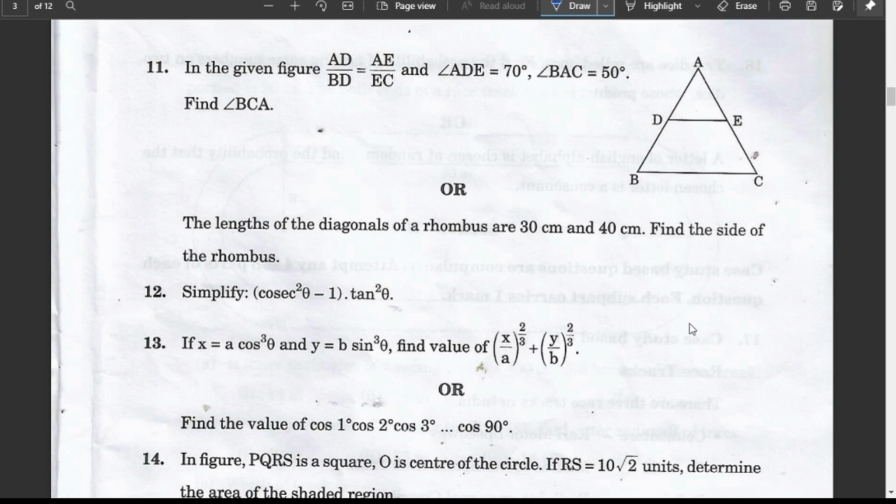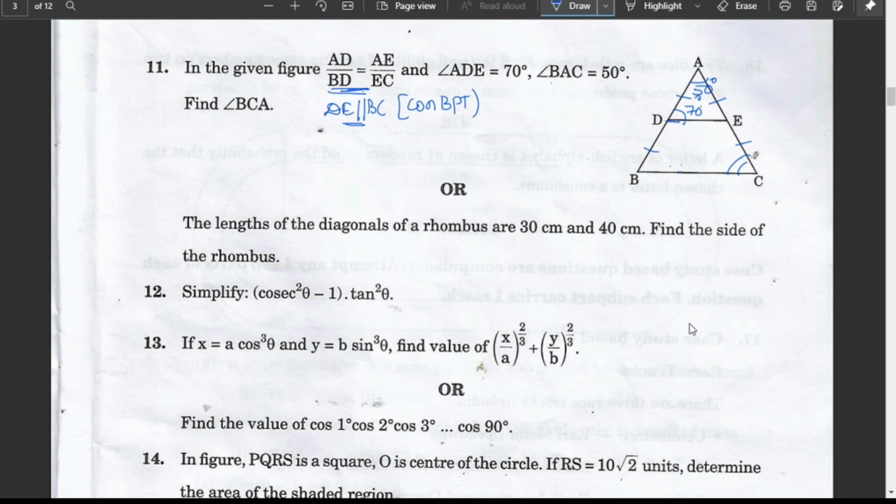Next question, 11th question. Here it is given that AD by BD is equal to AE by EC. With this given, we can write DE is parallel to BC. How do we write this? Reason: converse of BPT. If in a triangle two sides are divided proportionally, then the line joining them will be parallel to the third side. Okay, ADE is 70 degrees, BAC is 50. What we have to find out? BCA, this angle we have to find.